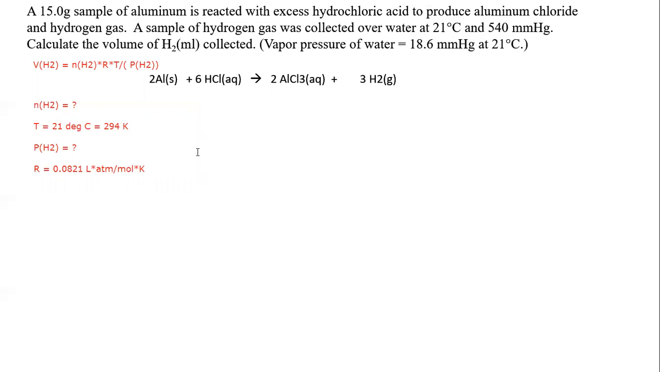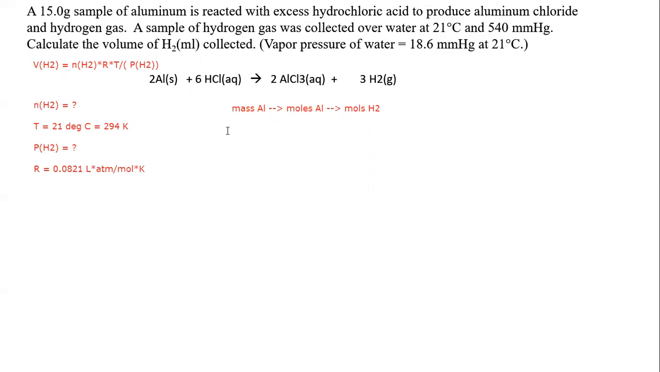And so to find the moles of H2, we're going to take the mass of aluminum, convert it to moles of aluminum, and convert it to moles of H2. So that's how we find the moles of H2.